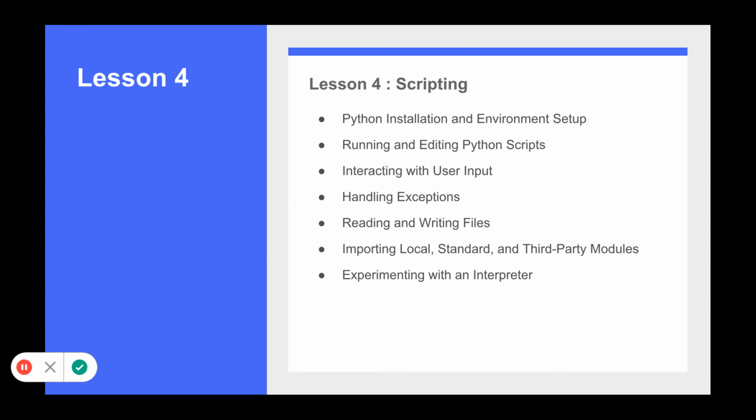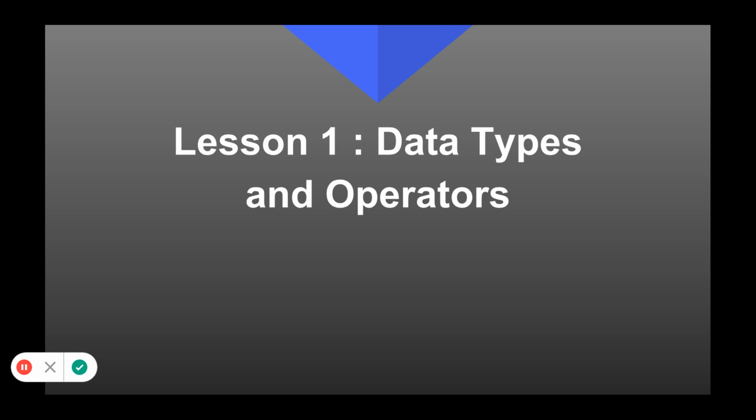In lesson 4, finally, we will show you how to run your code locally and using scripts to take in raw input and work with files. You'll also learn about error handling and how to import different libraries, whether local, standard, and even third party. Additionally, we will also experiment using an interpreter. So let us get started with our first lesson, data types and operators.